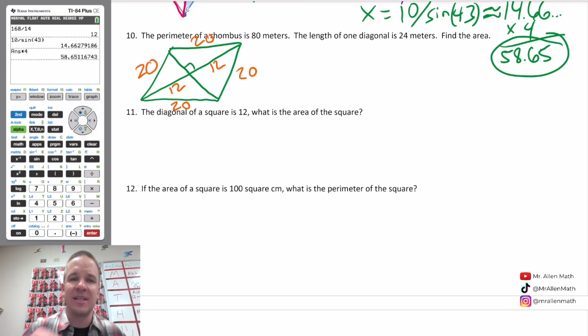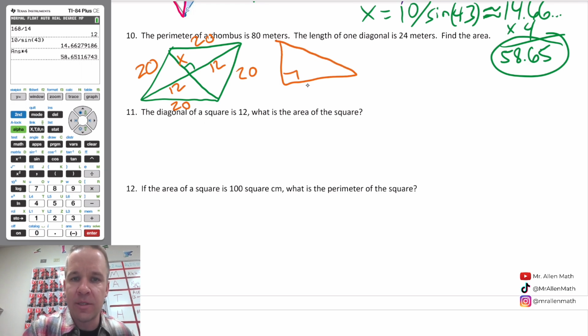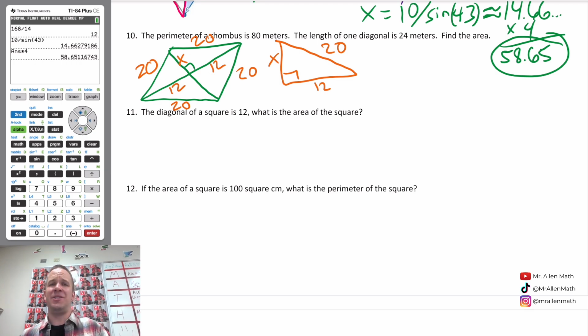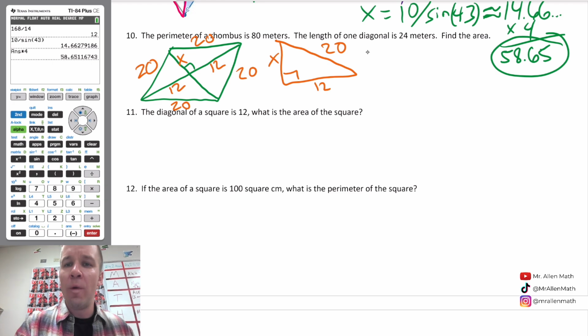So what is that missing side of the triangle right here? Let's call this X right here. I'm going to draw one of these triangles just off to the side right here. We've got ourselves 12, 20, and X. If I got 2 sides of a right triangle, how do I get the third? I'm going to hit it with some Pythag, right? We got ourselves X squared plus 12 squared equals 20 squared.